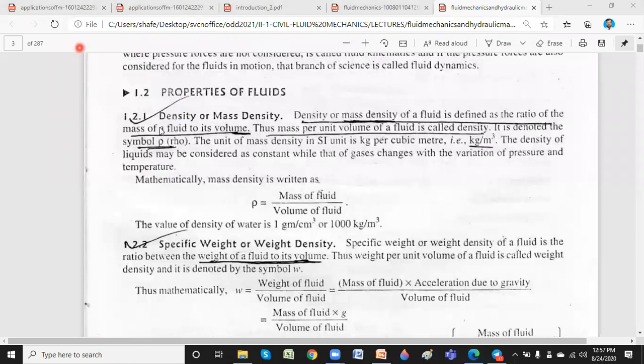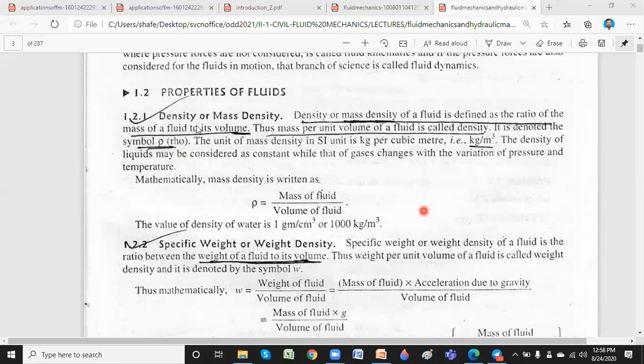The first one is called density, or mass density. So what exactly is the definition of density? It's nothing but mass per unit volume, and it is denoted by the symbol rho. And in fluid mechanics, the units are very important, because if you have newtons or kilonewtons for force, kgs or tons, different units are there, a small unit change can get you into trouble.